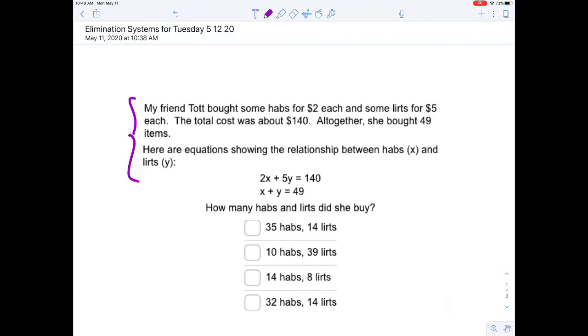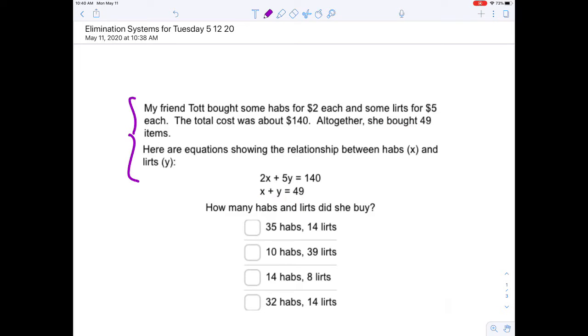If you're a forward thinker and you're wondering where do these equations come from, well, look at this. 2x, I bought some HABs, whatever HAB is, $2 per item, and 5y, $5 for an item, whatever alert is, and the total cost was $140. Right? That's where these equations come from. Basically, you're buying one thing, you're buying another thing, and we don't know how much of each one we bought. The second equation, altogether, she bought 49 items. So we bought the 2 items, and however many of them we bought, add them together, you get 49. So that's where we get these equations from.